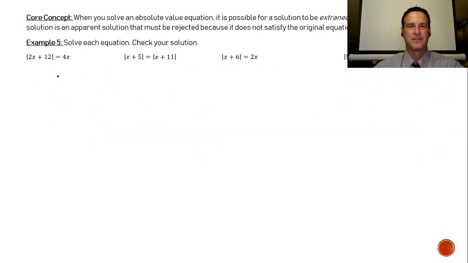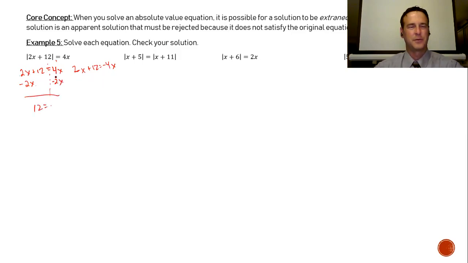Let's do this. Should we start with this one? It's not that bad. Let's do what we did before. Let's set this equal to 4x, and then we'll also set it equal to a negative 4x. All right, so two steps. Let's get all the x's on this side. That way there's a little bit less work for us to do. The opposite of add 2x is to subtract 2x.